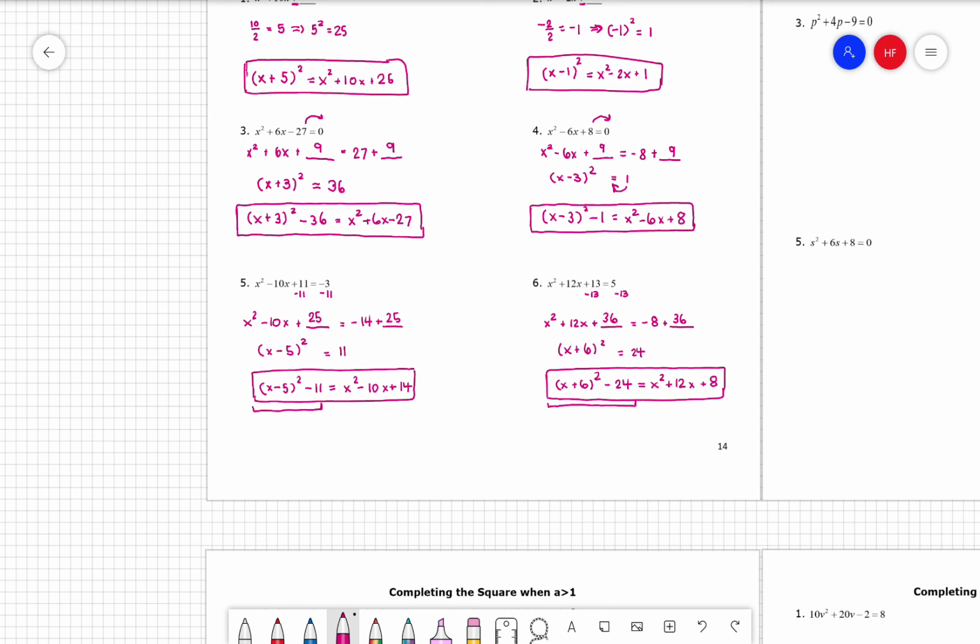So we're able to create perfect squares inside of the problem. Here's our perfect square by completing the square.